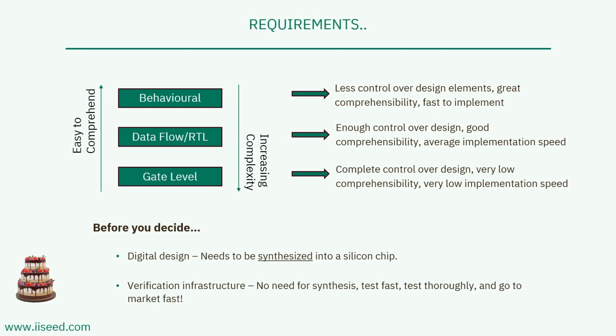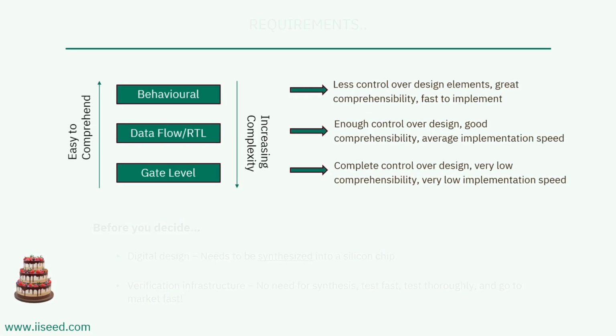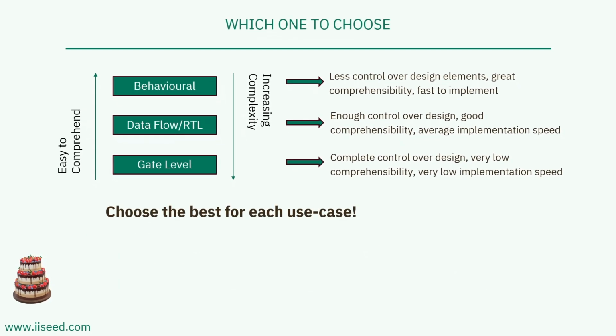Here's how the industry has utilized each level of abstraction. Behavioral gives less control over the design elements and flow of data inside a circuit, but it's super fast to implement and the designer does not need to worry about too many details. It's a clear winner for digital verification. Hence, verification engineers, in contrast to design engineers, write a lot of behavioral code for the test bench and the tests.